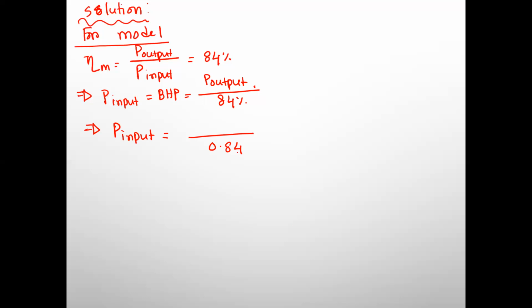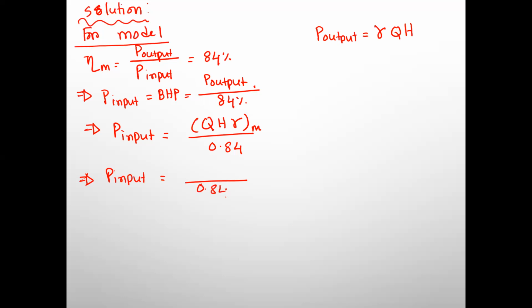Now for P output, we already know the equation, which is gamma Q H, if you can remember that. Okay, so that's what we will use here, QH gamma, and everything is for model. Okay, now from that, 0.84.